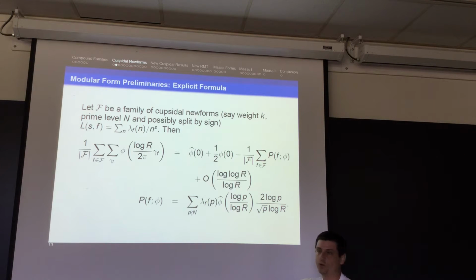So now we do the explicit formula as before. We take our test function, we sum over the scaled zeros, we average over all elements in our family, and we get a sum over primes and prime squareds.